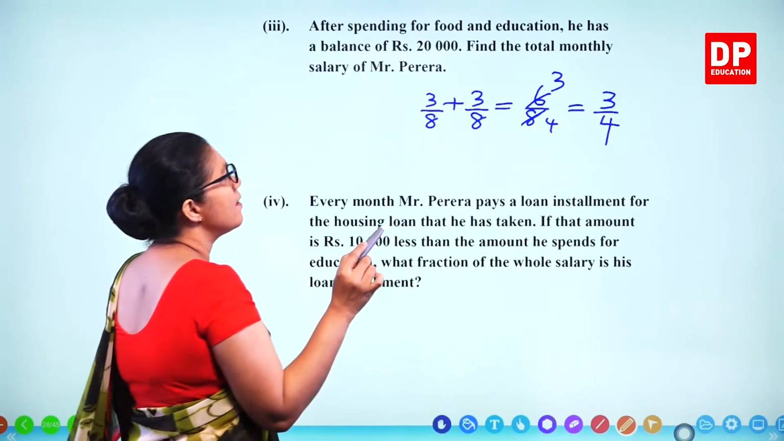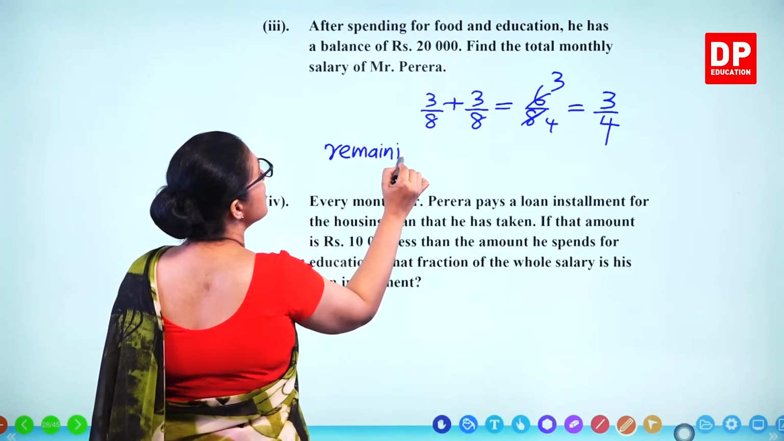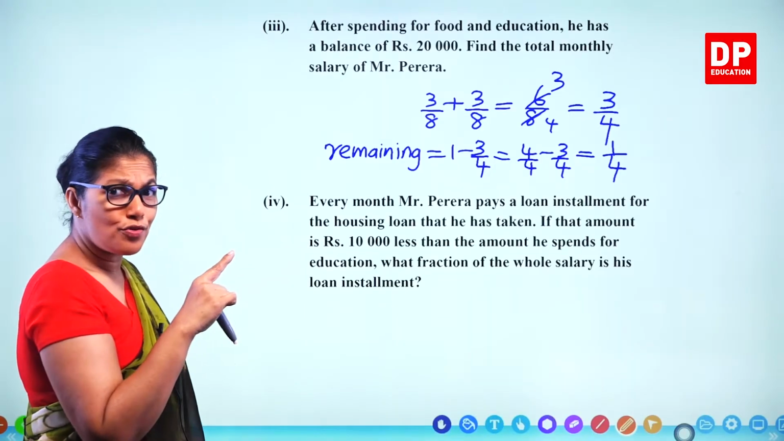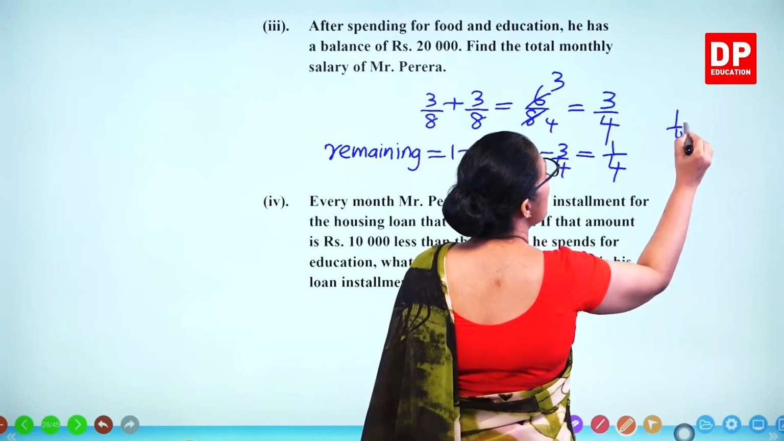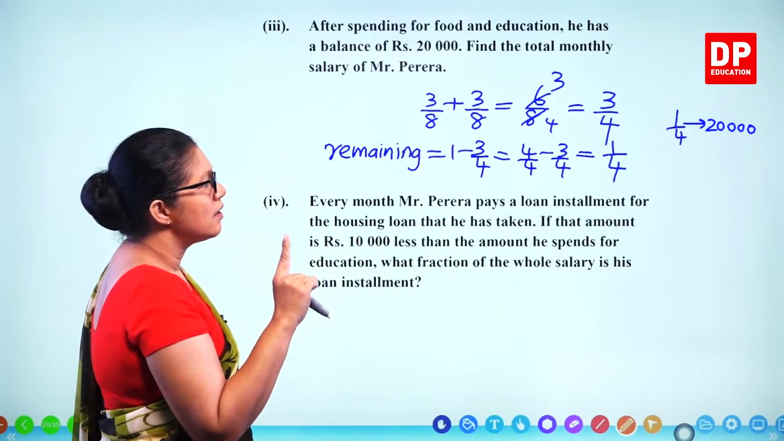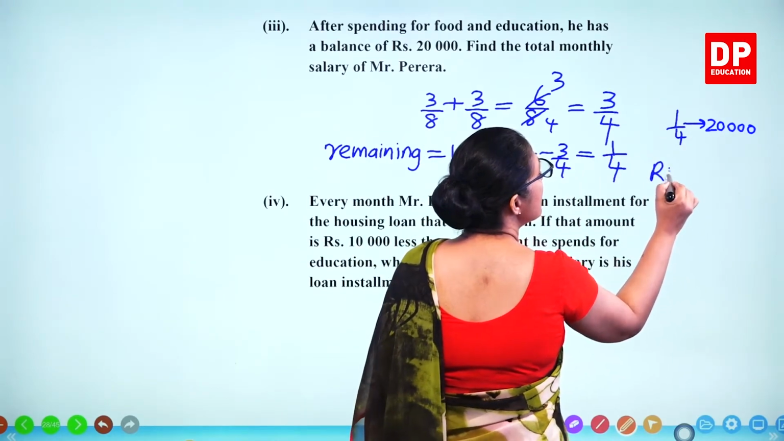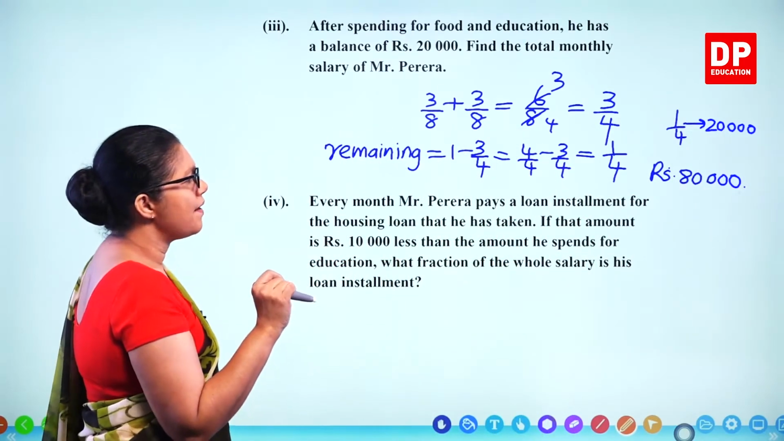3/4 already spent. So what's the remaining amount? 1 minus 3/4. So that means 4/4 minus 3/4, you get 1/4 remaining. So that's the 20,000 rupee value. 1/4 is 20,000. So the full amount is multiplied by 4. 4 times 20,000, that's 80,000 rupees. So that's Mr. Perera's monthly salary.